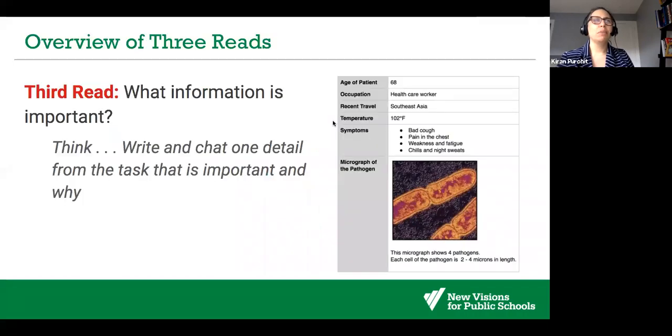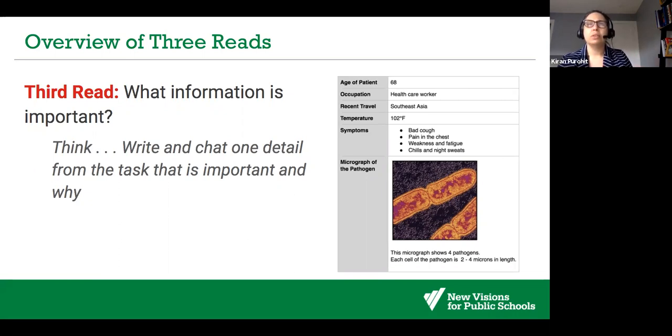All right, that was your breakout rooms. Now we're going to do the third read. So hopefully now you're clear on what the question is. You've read the problem once. We're going to read it a third time, but we're going to read the table that's below the prompt we were looking at before. So I'm going to read through this table. This is the third and final read. And once I've finished reading, I'm going to ask everybody to write one detail from the task that's important and why, based on everything we've done in the first two reads.